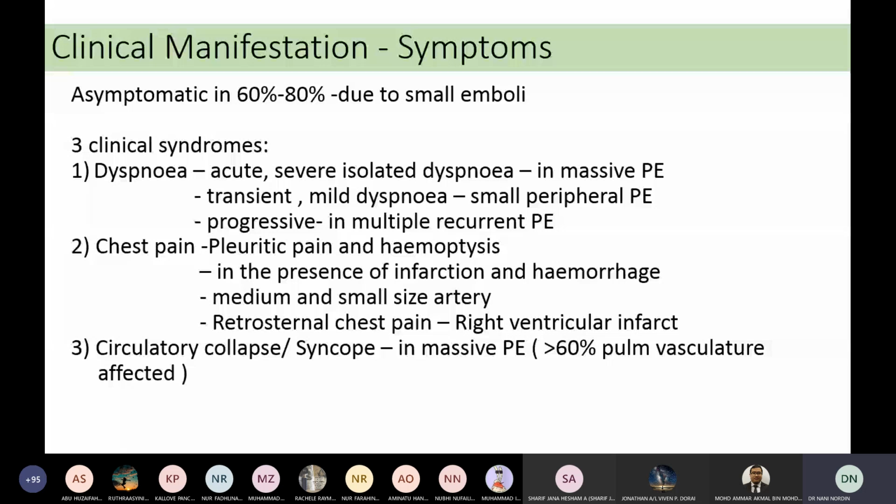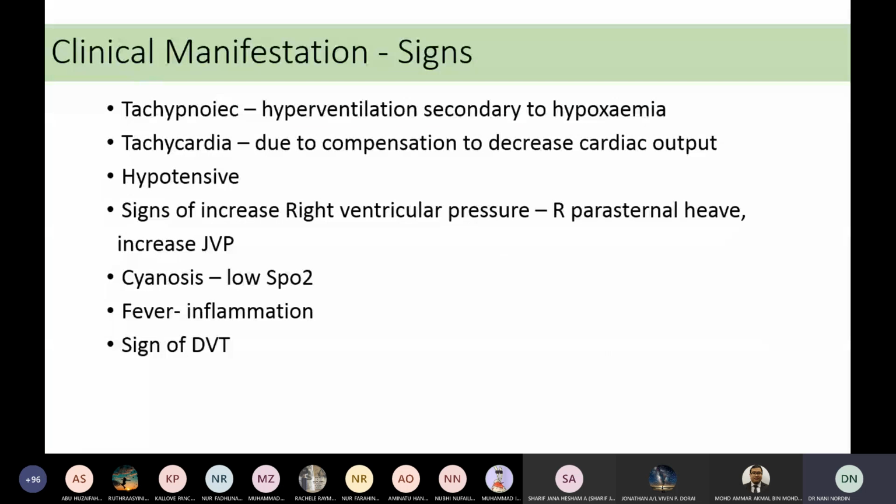So they can come with dyspnea only. Dyspnea means they can come with tachypnea, and they can complain of chest pain, or they can come to the ED already collapsed. So in massive PE, it is actually an emergency condition. So these are the symptoms. What about the signs?